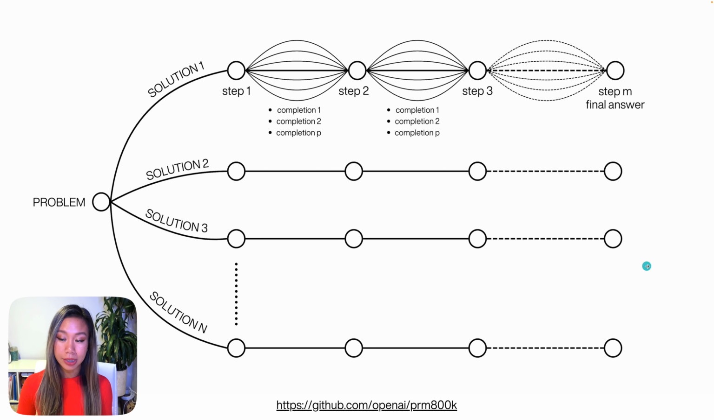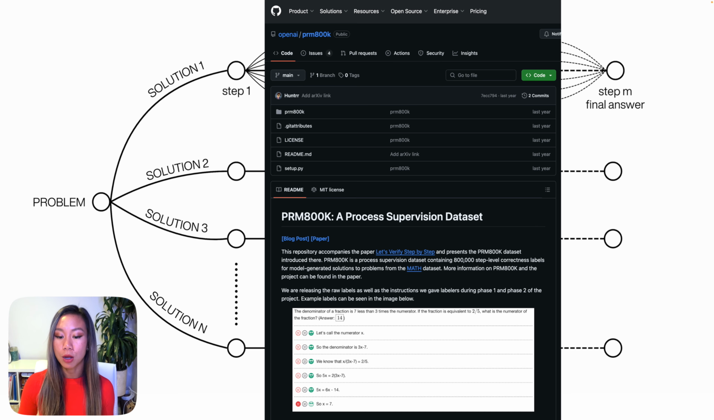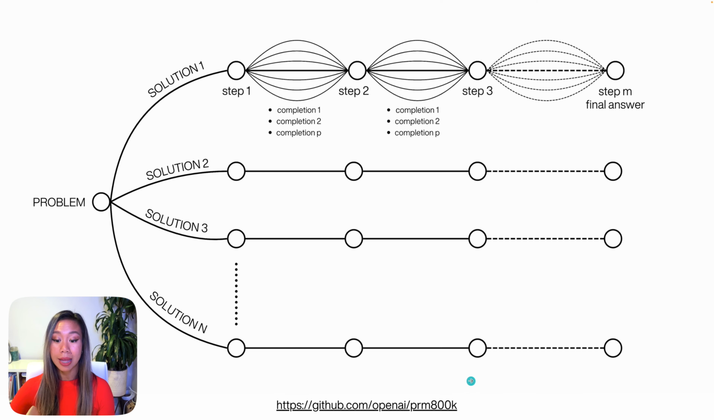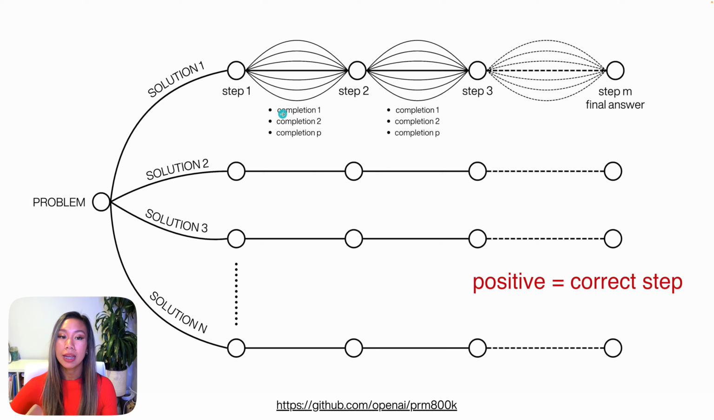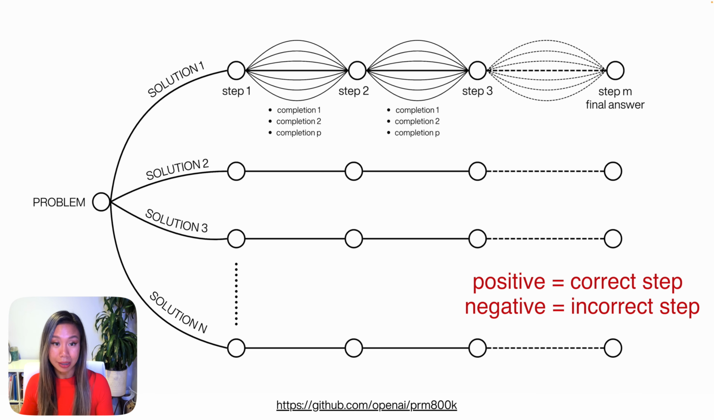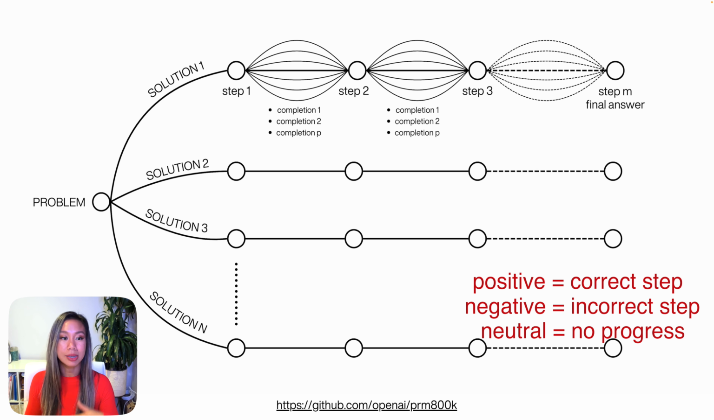And this structure for the data set was defined within the data set that OpenAI made publicly available called PRM800K. And this data set for the annotations done in phase 1 has annotations at every single step and for every single completion, and that's what we refer to as dense labels. The human labeler would annotate it with positive if the completion was a correct step, negative if it was an incorrect step, and then neutral if it was neither correct nor incorrect, and it just didn't really help progress the solution of the problem.